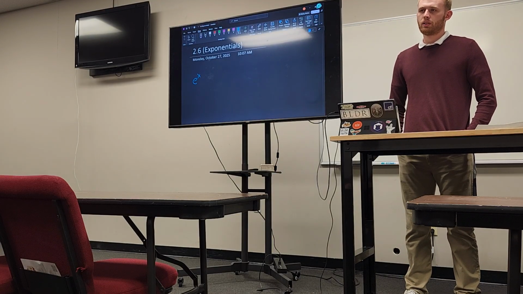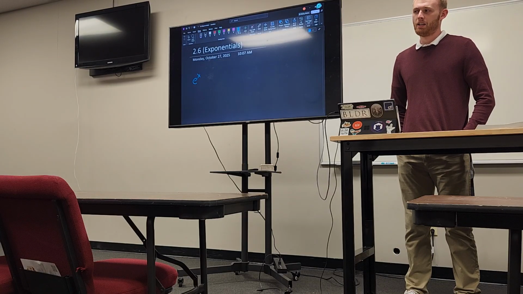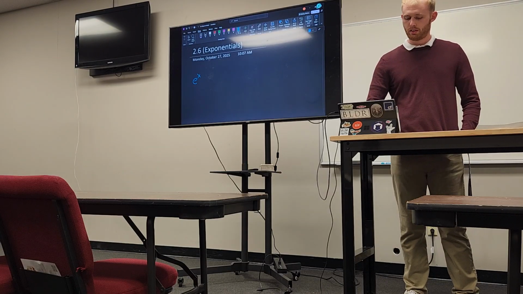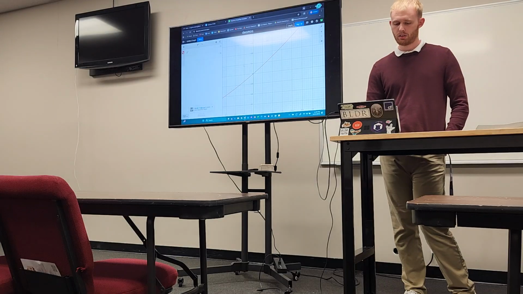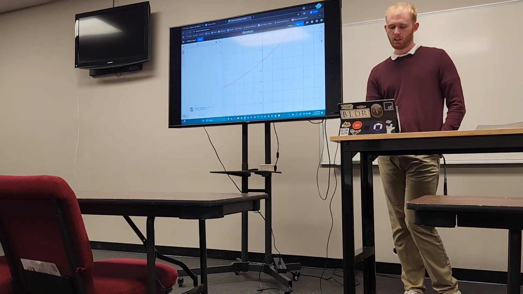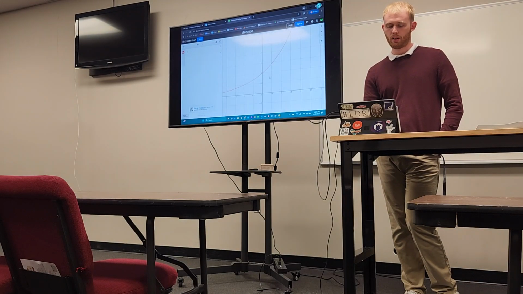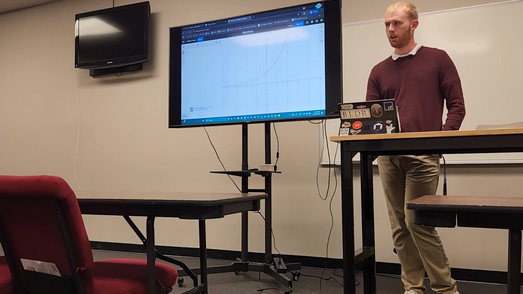There's one interesting feature of exponential functions that they all share. What is that interesting feature that all exponential functions share?